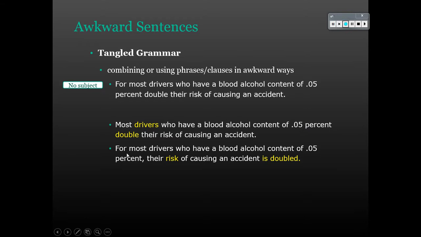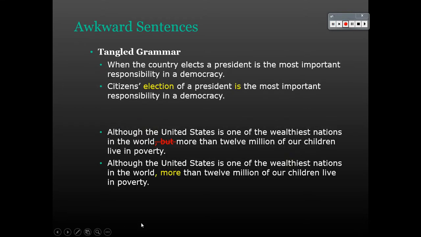Okay? Another way to do this is to keep the prepositional phrase and the dependent clause, but make this an independent clause. For most drivers who have a blood alcohol content of 0.5%, their risk of causing an accident is doubled. Okay? Subject is risk is doubled. All right? So that's one way to correct tangled grammar.